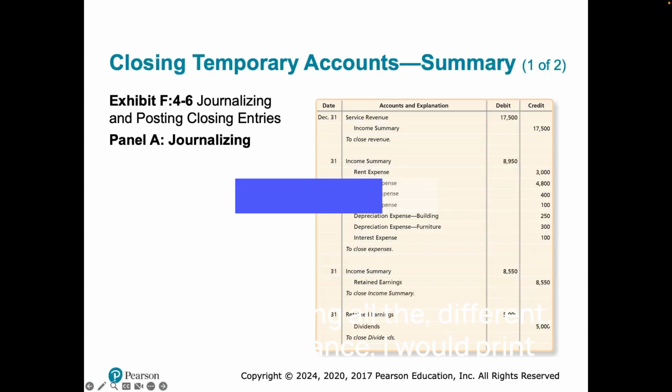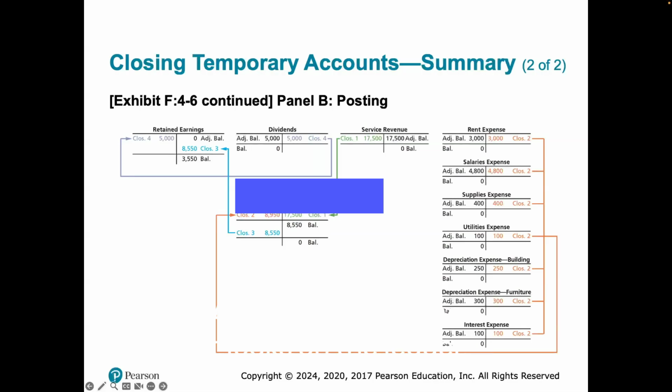So here's showing all the different entries. If you get a chance, I would print this slide out or take a picture of this slide so you can see these are all the journal entries that you're going to be doing to close out our temporary accounts. And then this is how it looks on the ledger, with each ledger account having its own balance. And this shows how things are transferred over.